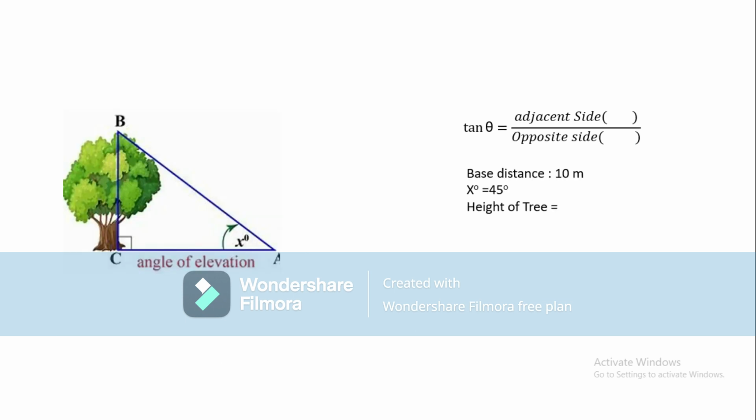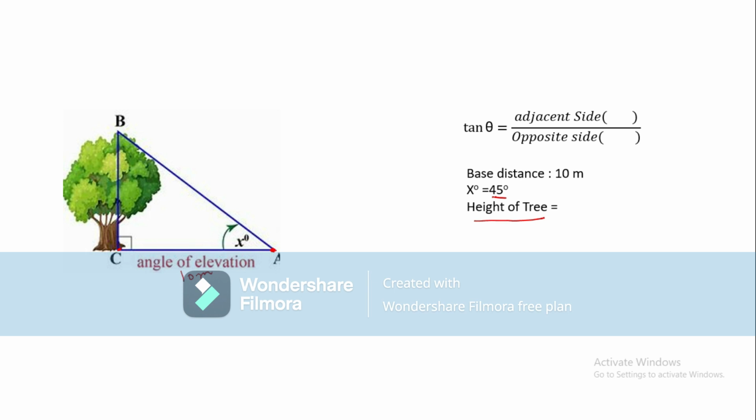Now coming to the example, let's suppose this is the tree and the distance between the base of the tree and the person is 10 meters. The angle which is made by the person and the height of the tree is x degrees, which is equal to 45 degrees. So we need to find the height of the tree.